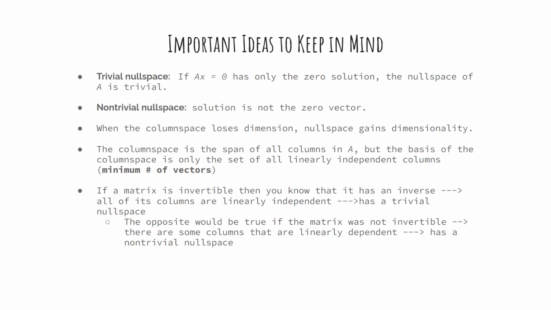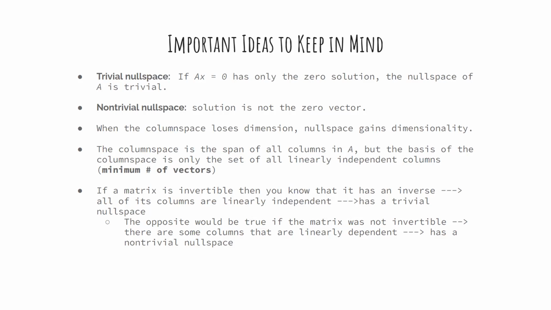So yeah. Okay, and then that last bullet point there, all it talks about is the implication statement that we were talking about earlier. So if a matrix is invertible, then you know that it has an inverse. And that implies that all of its columns are linearly independent. And that also implies that it has a trivial null space. So that's what we talked about 2 slides ago.